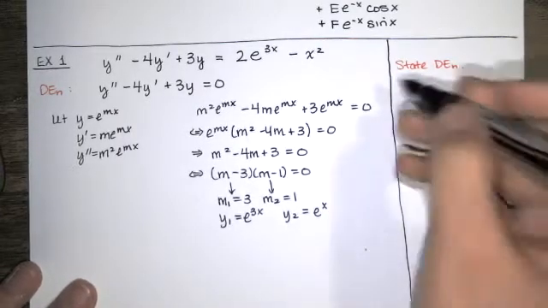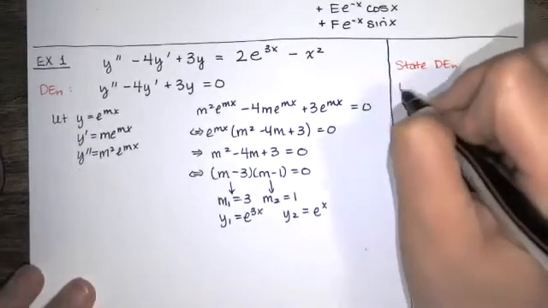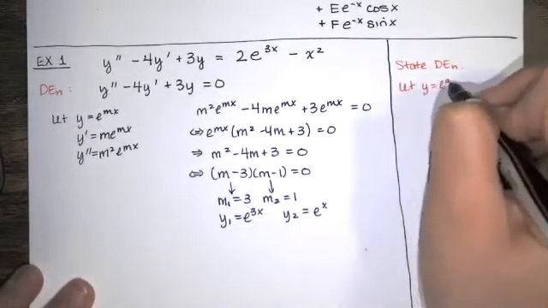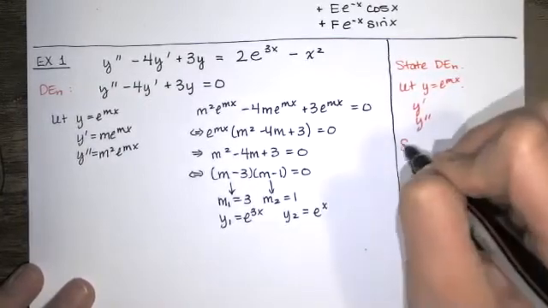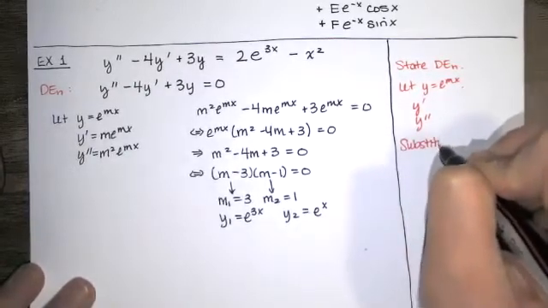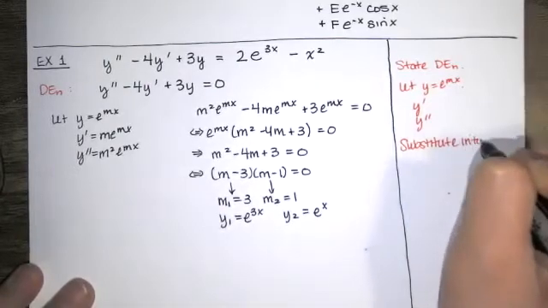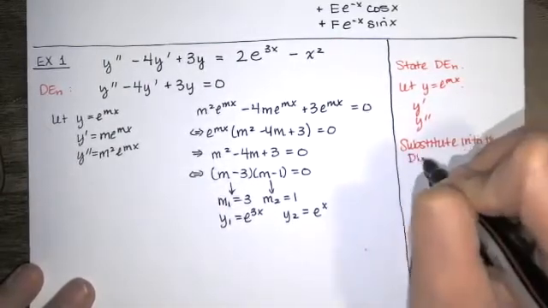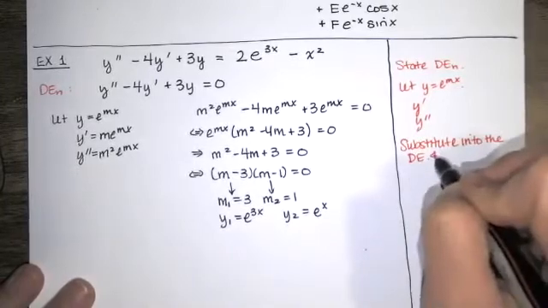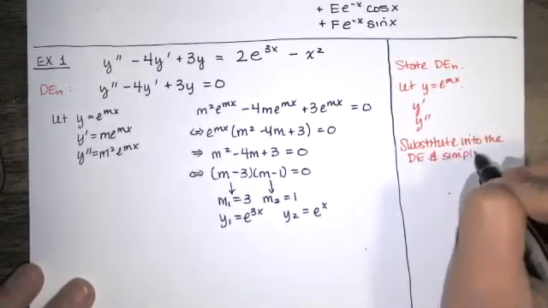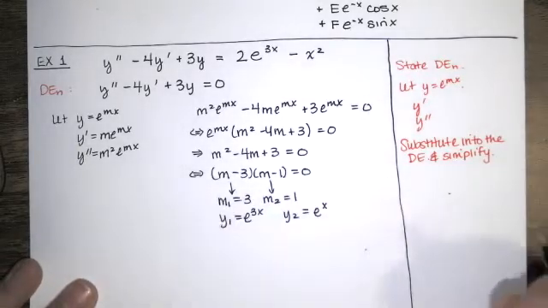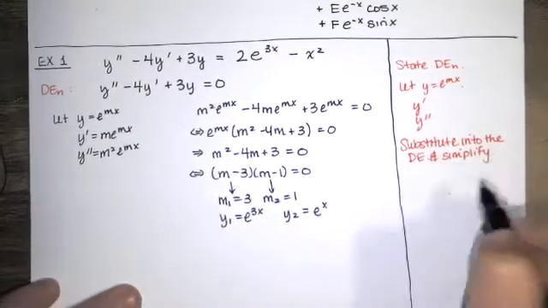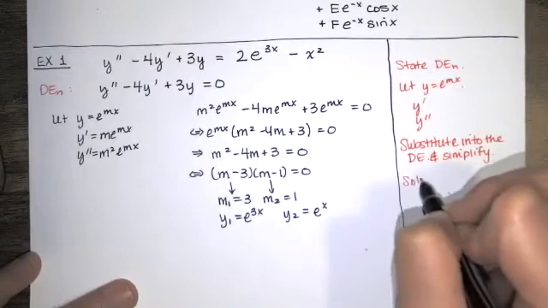So we stated the homogeneous equation. We let y equal e to the mx. We computed y prime and y double prime. We substituted into the differential equation. And then after substituting, we simplified. And after simplification, we solved the characteristic equation for m1 and m2.